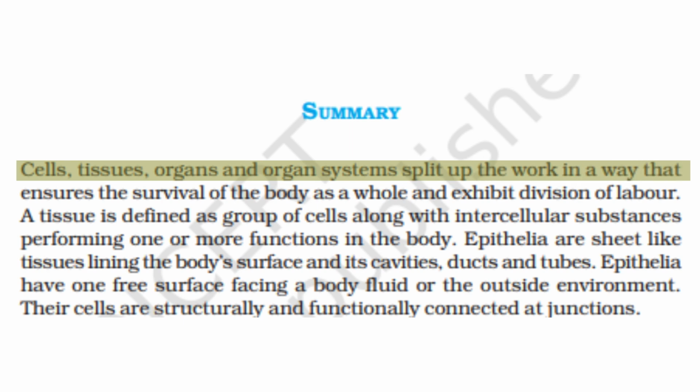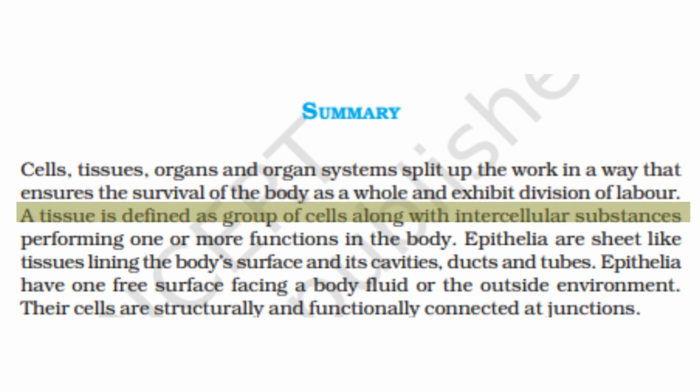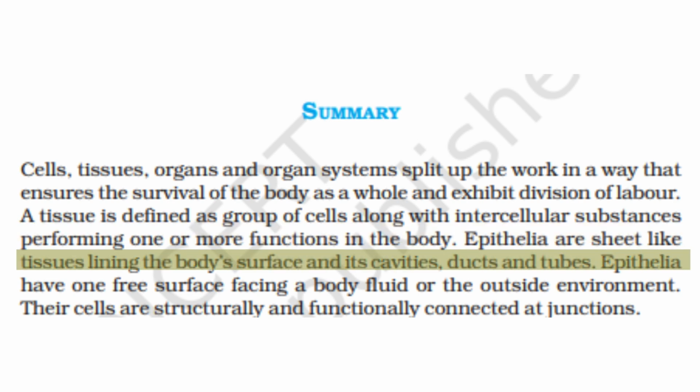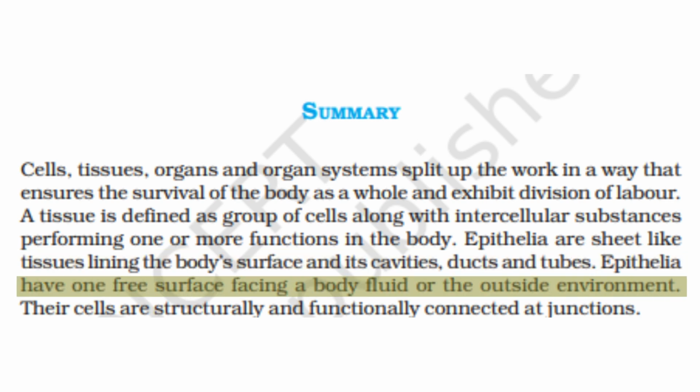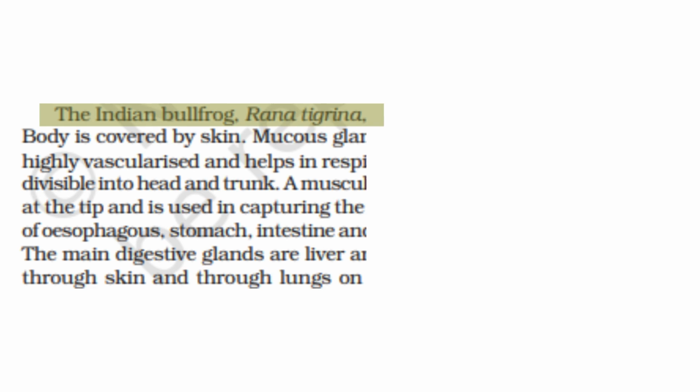Summary: cells, tissues, organs, and organ systems split up the work in a way that ensures the survival of the body as a whole and exhibits division of labor. A tissue is defined as a group of cells along with intercellular substances performing one or more functions in the body. Epithelia are sheet-like tissues lining the body surface and its cavities, ducts, and tubes. Epithelia have one surface fixed and one free surface facing a body fluid or the outside environment. Their cells are structurally and functionally connected at junctions.